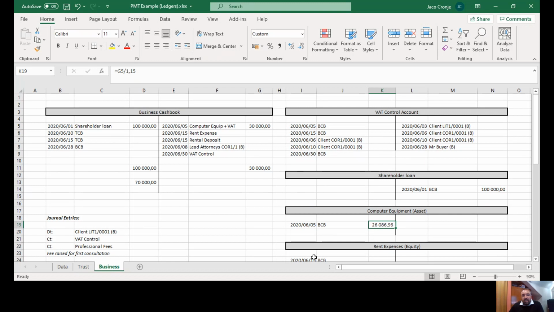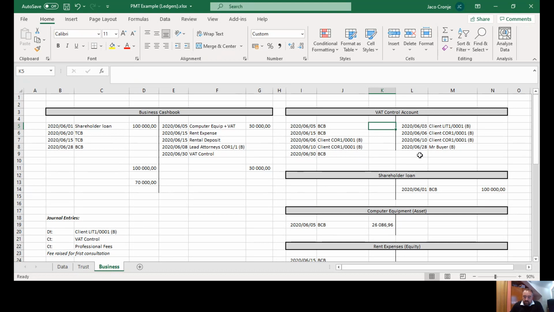Okay, and then where does the VAT go? Remember, this is money that I give out. So on my VAT control, it will be a debit. Because I gave money out for the business, SARS will give me the VAT back. So we are creating an asset, a VAT asset, because of this. SARS will give me this VAT back.